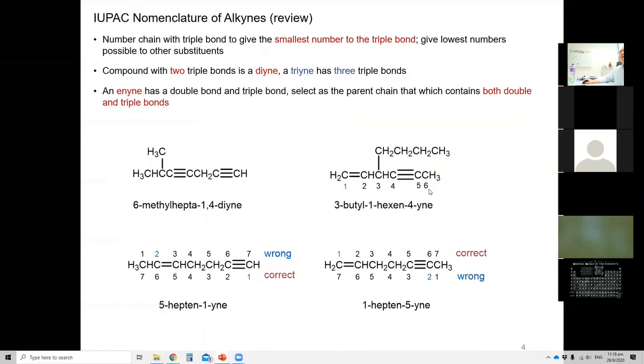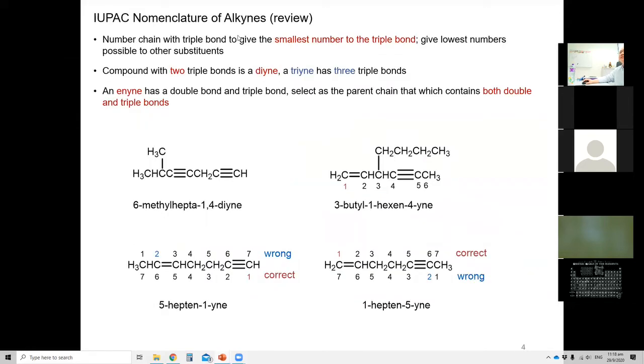All right, the naming of the alkynes, as a brief review: you need to number the chain with the triple bond to give the smallest number to the triple bond. So for example, this is 1, 2, 3, 4, a 1,4 diyne. You cannot number it the other way and call it 4,7. You need to give the smallest number to the triple bond.